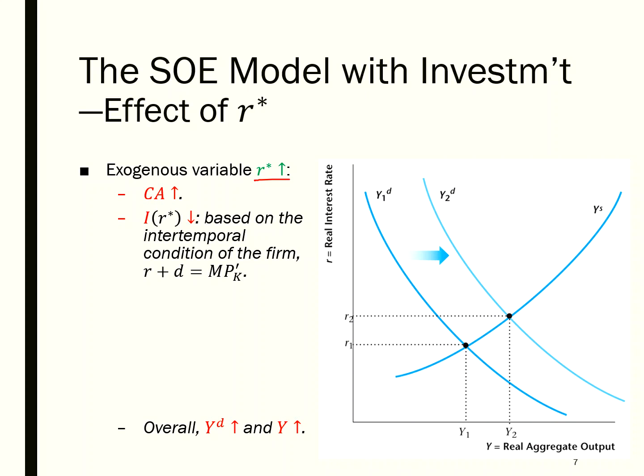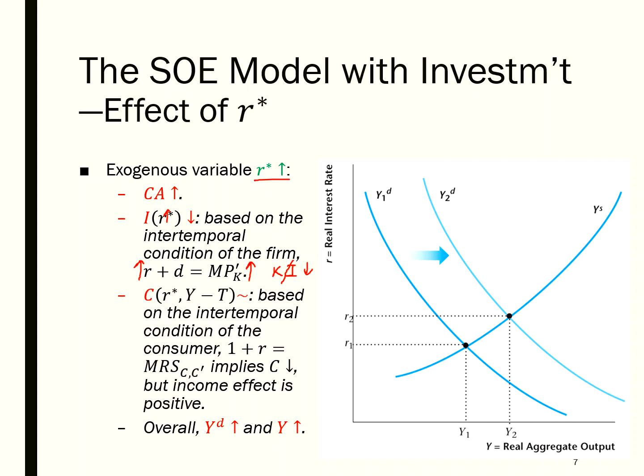But the effect on consumption is ambiguous, because when the interest rate goes up, consumption will go down, according to the intertemporal condition of the consumer. But at the same time, the income effect is positive because Y will increase due to an increase in the current account. But overall, the aggregate demand for output is equal to C plus I plus G plus net export, or current account. The positive effect on the current account will dominate the other two. And as you can see from the graph, the output will increase.